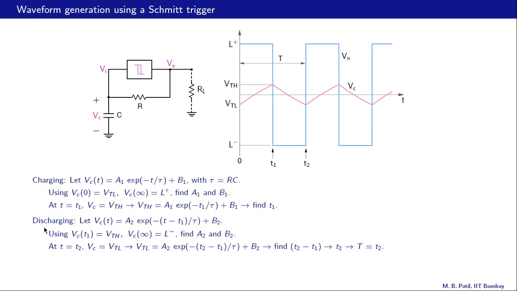Let us now look at the discharging transient, this part. At t equal to T1, the capacitor voltage is equal to VTH, and then it starts decreasing, and it would have gone all the way to L minus as t tends to infinity. However, that does not happen because at t equal to T2, the output voltage flips.